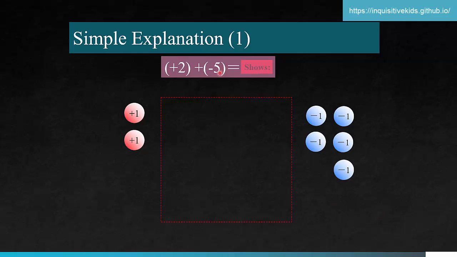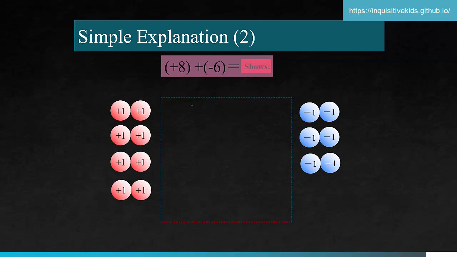And how do we show this? So first, we would have 2 positive 1s and 5 negative 1s. So this represents this equation. Now, these 2 and these 2 cancel out. So now we have 3 negative 1s. So the answer will be negative 3.